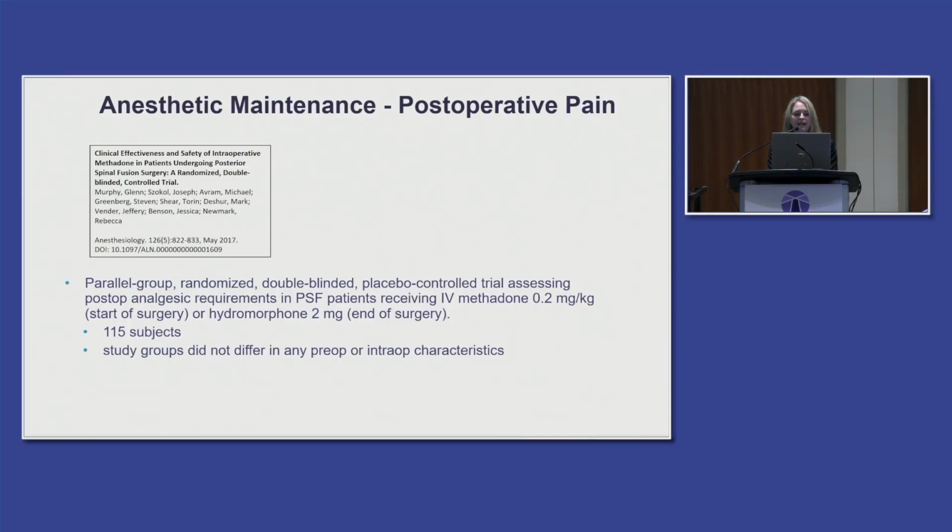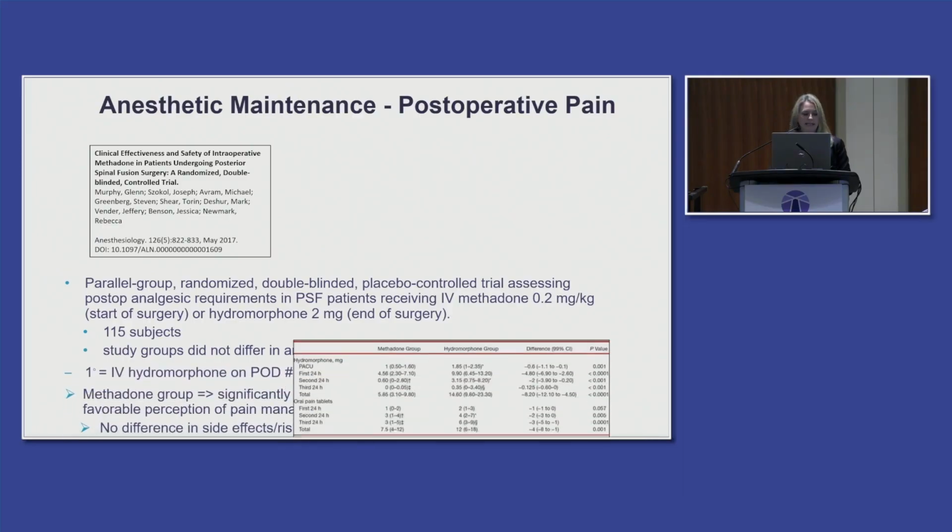Dr. Glenn Murphy performed a parallel group, randomized, double-blinded, placebo-controlled trial assessing postoperative analgesic requirements in posterior spinal fusion patients receiving IV methadone, 0.2 milligrams per kilo at the start of surgery, or hydromorphone 2 milligrams at the end of surgery. Other studies have shown those to be pretty equivalent opioid equivalent doses. 115 patients, study groups did not differ in any preoperative or intraoperative characteristics.